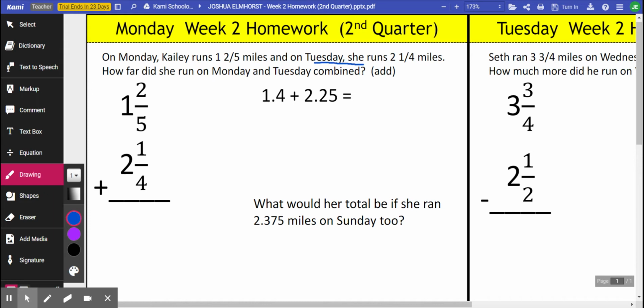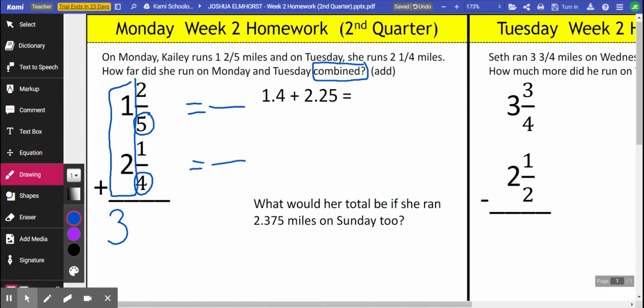So if we're trying to combine to get the total, we're going to add these two mixed numbers. So let's stack the fractions. We have 1 2/5 plus 2 1/4. So first we can take a look at the whole numbers. So 2 plus 1 is going to give us 3. Then we need to take a look at our fractions and check and see, do we have common denominators? We have 4 and 5, they are not in common, so we need to get them into a common denominator.